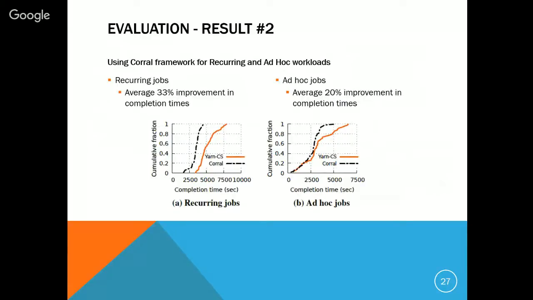Result number 2 of this evaluation is to use the Coral framework for recurring and ad hoc workloads. When it comes to recurring jobs, we have an average 33% improvement in completion time. You can see in the figure below that Coral is the black line and Yarn CS, the capacity scheduler of Yarn, is the orange line, and we can see a pretty big improvement here. When it comes to ad hoc jobs, we see an average 20% improvement in completion time. So regardless of what type of jobs we're talking about, we're going to see a much bigger improvement as compared to the traditional approach.